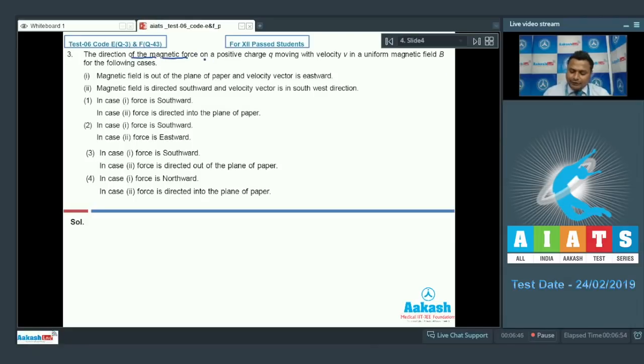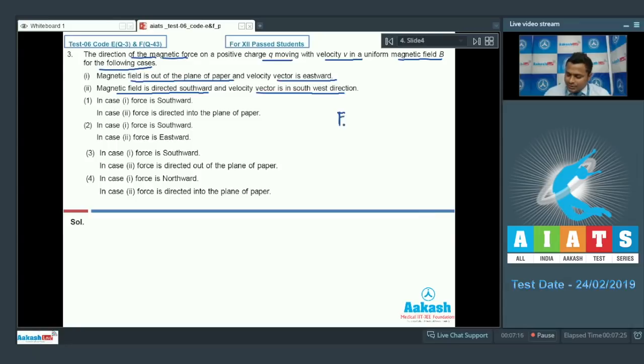The direction of magnetic force on a positive charge Q moving with velocity v in a uniform magnetic field B for the following cases. You have two cases: in the first case, the magnetic field is out of the plane of paper and velocity is in the east direction. In the second case, the magnetic field is in the south direction and the velocity vector is in the southwest direction. Let us understand these cases one by one.